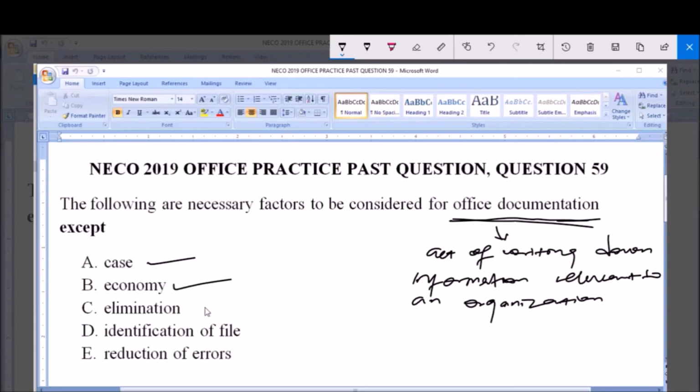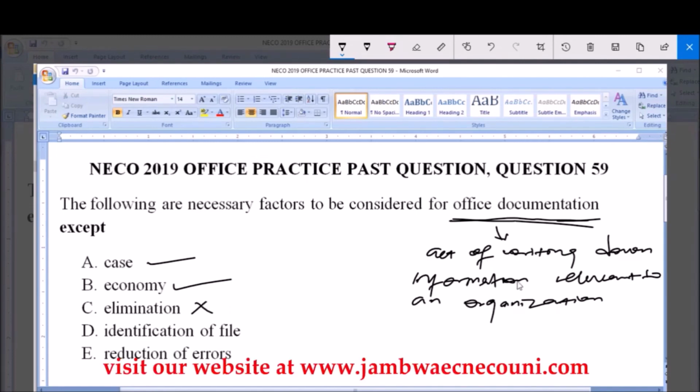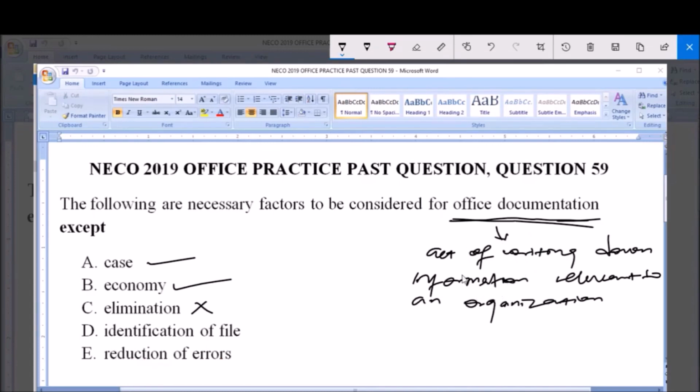Now, C is elimination. Elimination is not a factor to be considered for office documentation, because when documenting information, you're trying to keep this information, because it is actually relevant to the organization. So therefore, elimination shouldn't be a factor to be considered for office documentation. Identification of the file is also important, and reduction of errors is also a factor. So the answer to this question is option C, elimination.